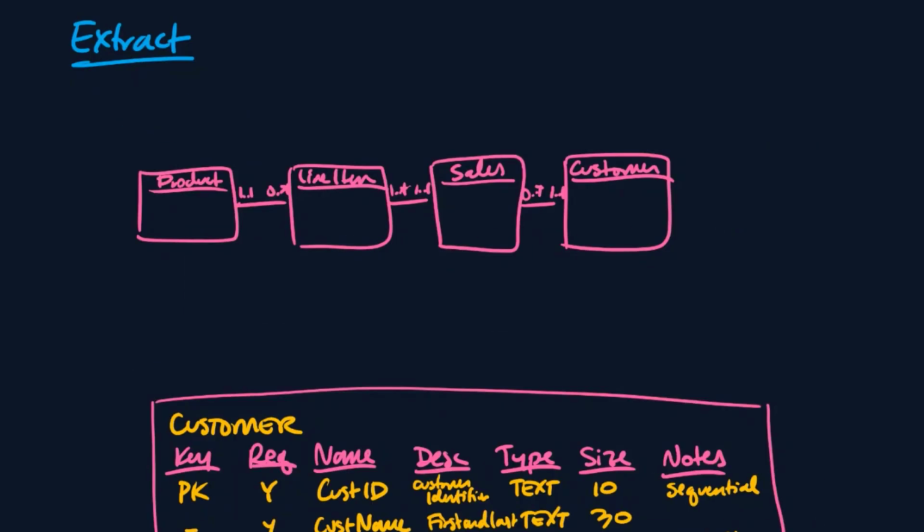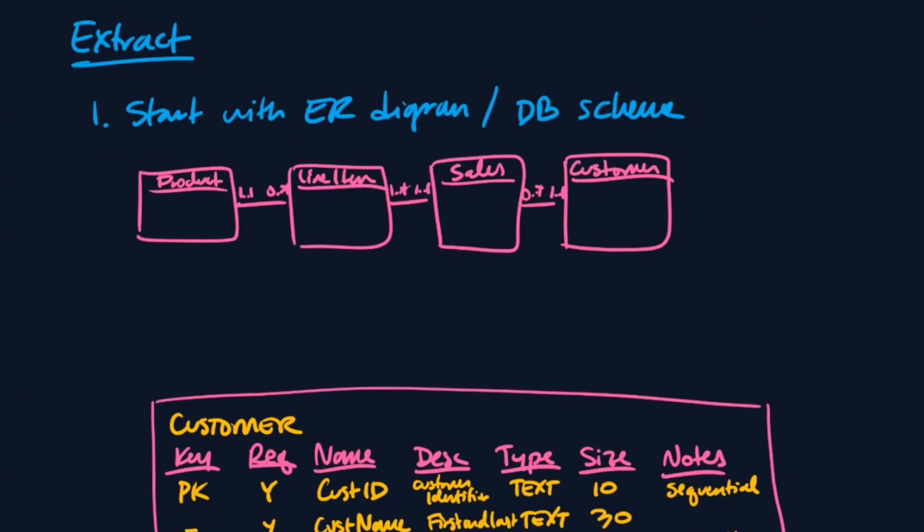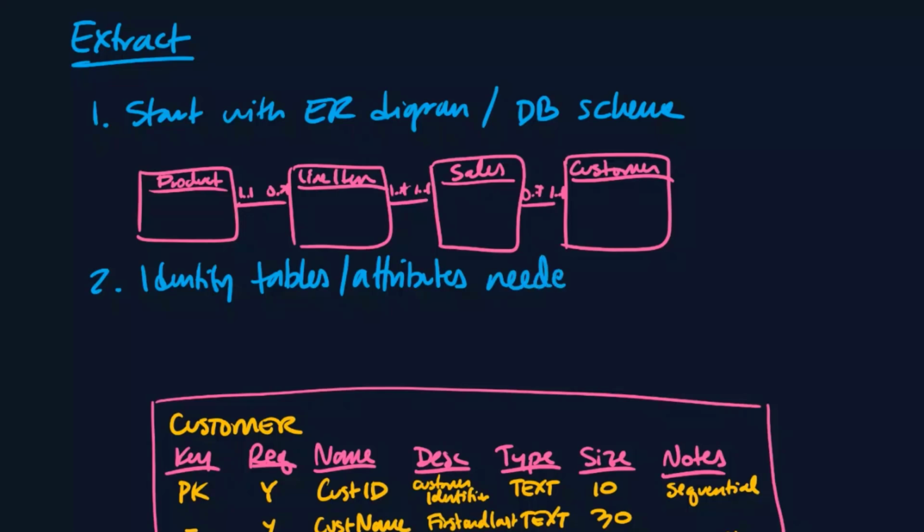So extracting, here are the steps. First thing you want to do is start with the ER diagram or the database schema. What does ER stand for? Entity relationship, right? We're going to look at a map of all of the classes and relationships, the tables and so forth. We say, okay, we got a product, we got line items, sales, and customer. That's helpful. We know the cardinalities, how they're linked together. Number two, we are going to identify the tables and attributes that we need for our analysis.